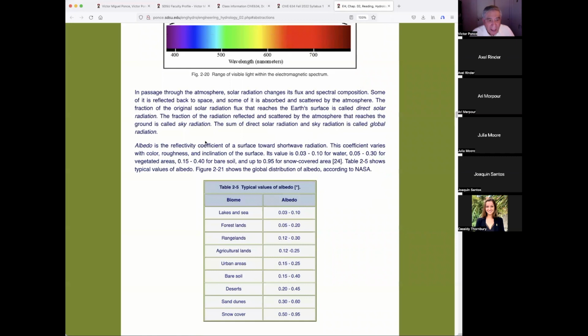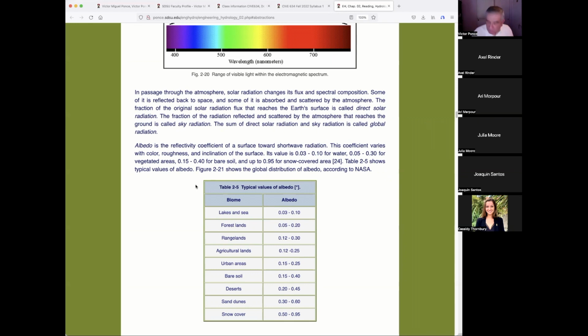Now, as the solar radiation passes through the atmosphere, it changes in flux and in its spectral composition. The fraction of the radiation that reaches the Earth's surface is called direct solar radiation. But the radiation is also scattered by the atmosphere and reaches the ground. That's called sky radiation, the radiation that came from the sky, indirectly, not directly from the sun. And the sum of direct solar radiation and sky radiation is called global radiation, and that's what we're going to use in order to do our calculations.